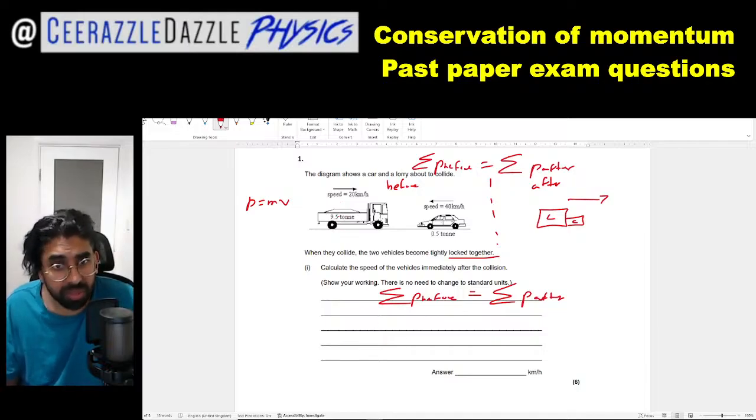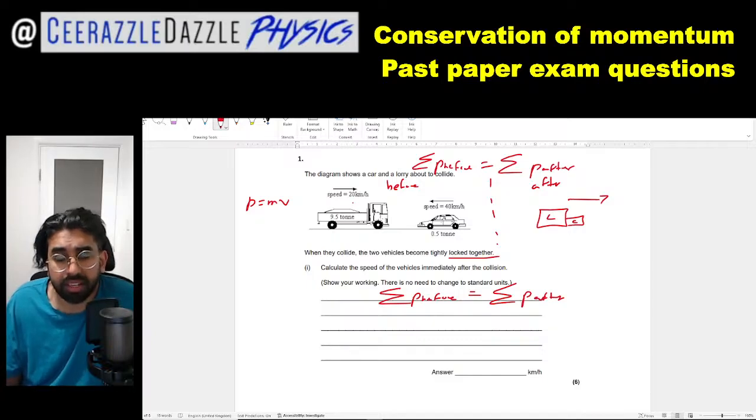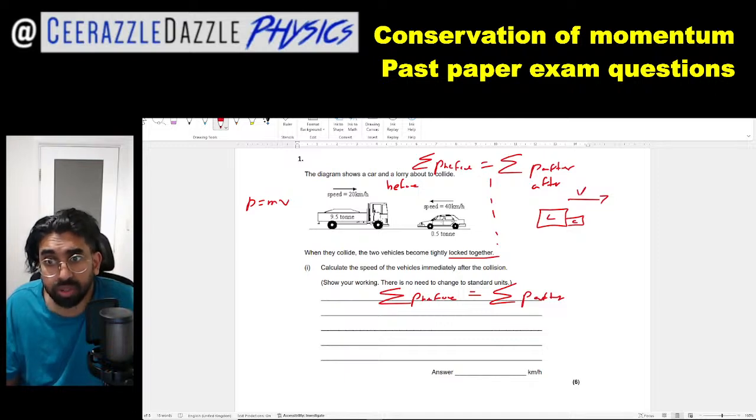The question is asking us, when they collide, they become tightly locked together. Calculate the speed of the vehicles after the collision. So we're trying to find the speed of the vehicles after the collision. Let's call it v here. Let's look at the principle of conservation of momentum, which we've already put down.